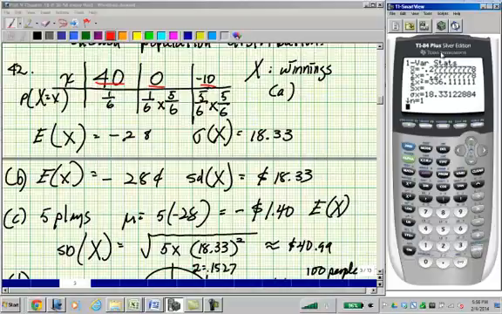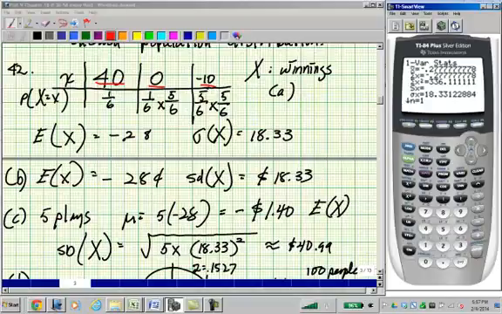We hit enter, and so X bar is the expected amount of money that you will win, which is negative 0.2777 going on forever. So you can expect to lose 28 cents each time you play this game. And down here is the standard deviation, which is 18.331. We'll round that to 18.33. So the standard deviation is $18.33, and it's big because of the spread of the game. It goes from $40 to -10, and that's about it.